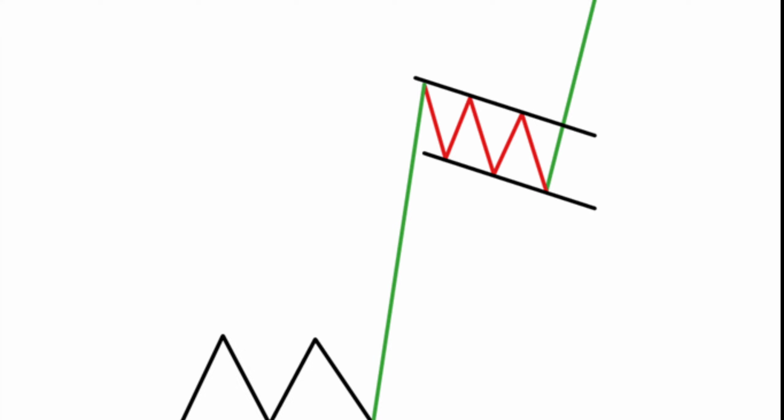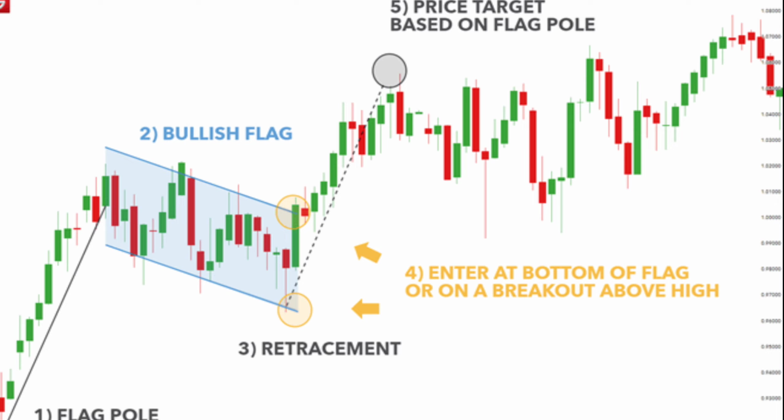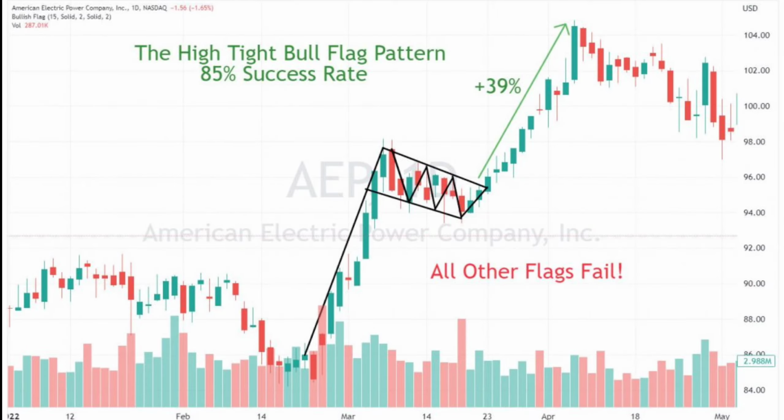Flagpole. The flagpole is the initial strong upward movement in price that precedes the formation of the flag. It typically consists of a sharp and rapid price increase, often accompanied by high trading volume. Flag. The flag is a rectangular-shaped pattern that forms after the flagpole. It is characterized by a slight downward or sideways movement in price, which indicates a temporary pause or consolidation. The flag pattern usually has parallel trend lines that act as support and resistance levels.